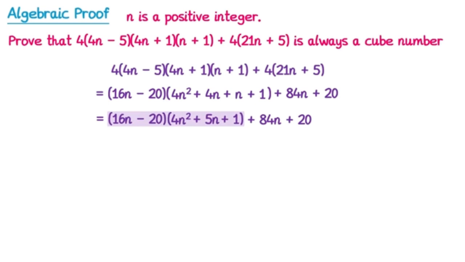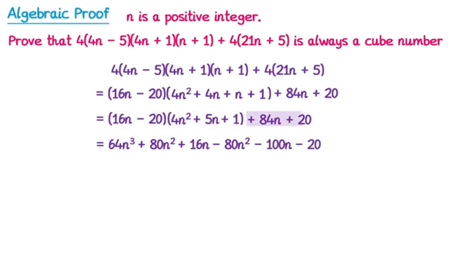So 16n times 4n squared is 64n cubed. 16n times 5n is 80n squared. And 16n times 1 is 16n. Then for negative 20, we have negative 20 times 4n squared, negative 80n squared, negative 20 times positive 5n, negative 100n, and negative 20 times positive 1, negative 20. And then we also have this plus 84n plus 20 at the end.